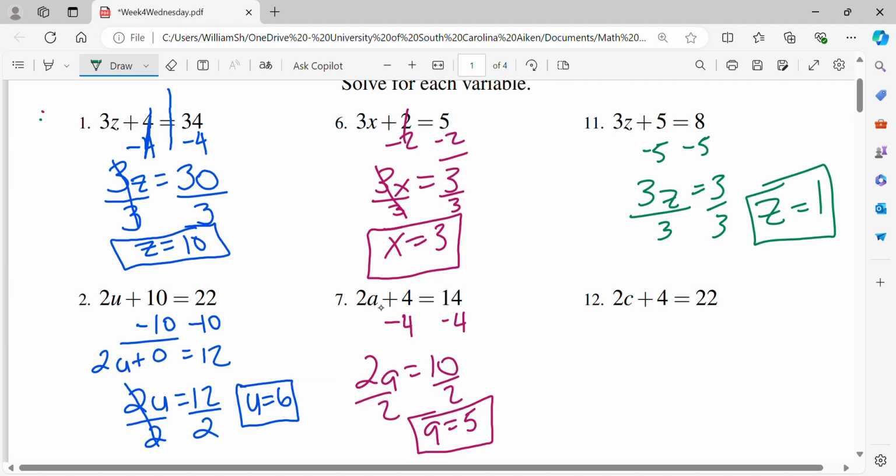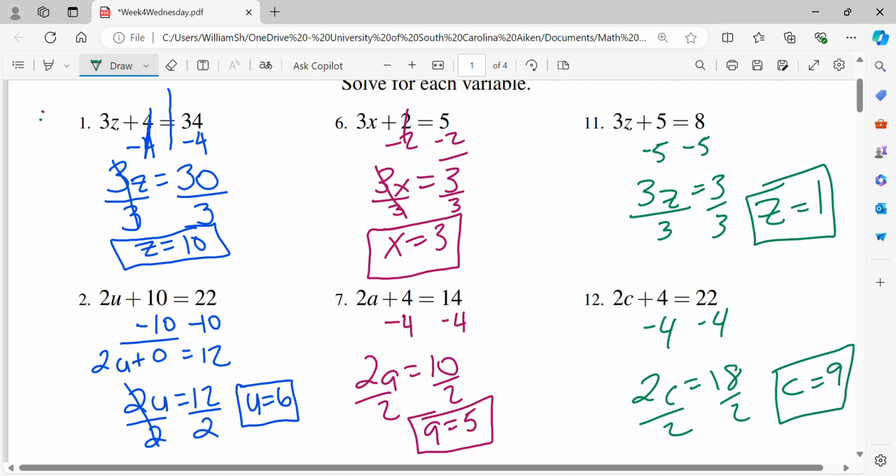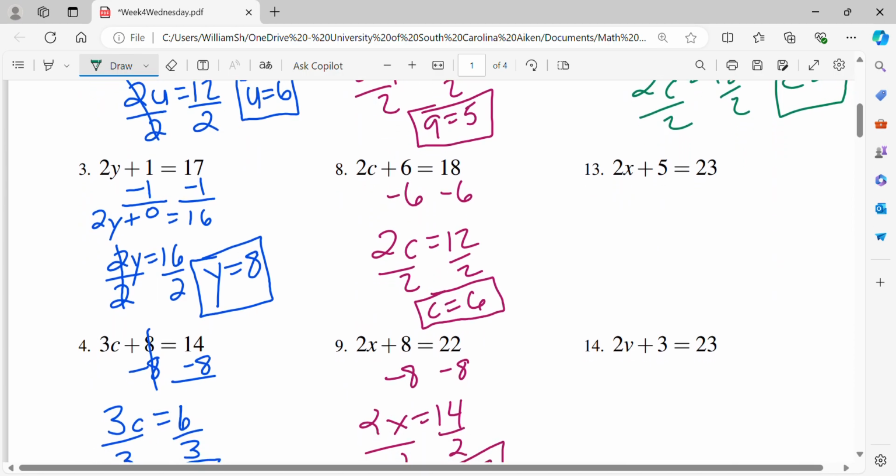Okay. Number 12. I've got 2c plus 4 equals 22. I'm subtracting 4. I've got 2c equals 18. I'm dividing by 2 so that c equals 9. That's how fast I want to see you do it when you get in my class in college.